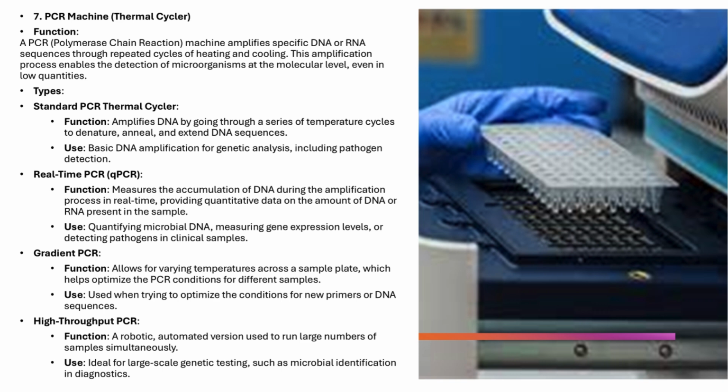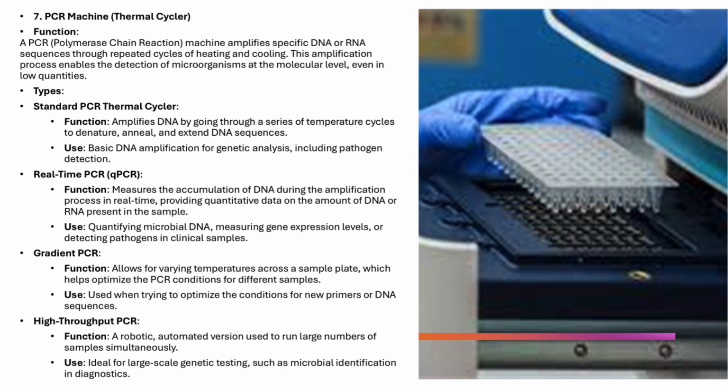Next, let's dive into one of the most powerful tools in microbiology, the PCR machine, also known as a thermal cycler. PCR, or polymerase chain reaction, is a technique used to amplify specific DNA or RNA sequences. This amplification process makes it possible to detect even the smallest quantities of microorganisms at the molecular level.